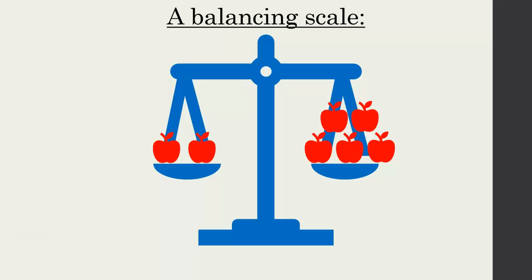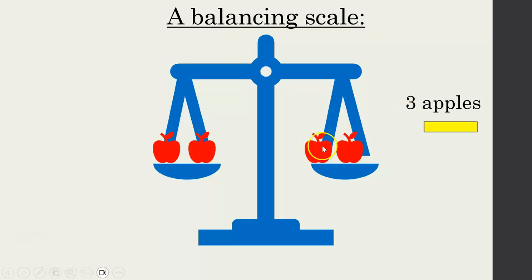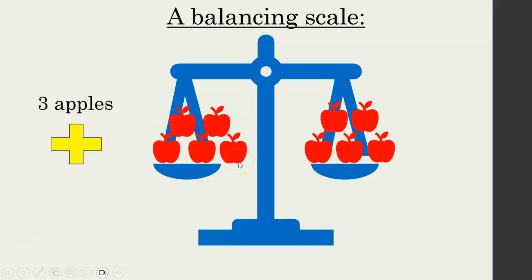Well, what we can do is we can take away 3 apples. Because then we'd have 2 apples on each side. So it would remain the same. Or we could have added 3 apples onto this side. So remember there were 5 apples over here. If we added another 3 apples on this side, then it would be balanced. So as long as the left hand side and the right hand side are exactly the same, we're balanced.